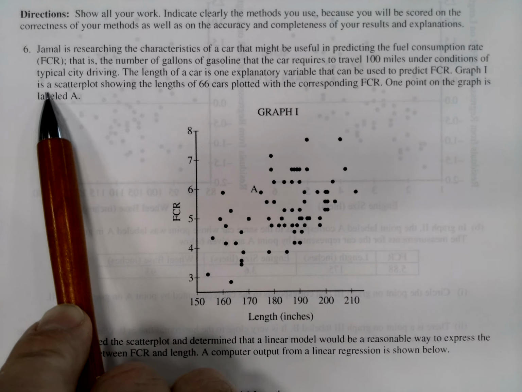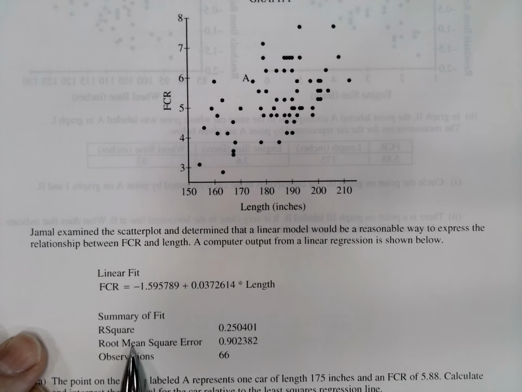One point in the graph is labeled A. So there it is there. Jamal examined the scatter plot and determined that a linear model would be a reasonable way to express the relationship between FCR and length. And a computer output is shown below. So we have all this data down here.